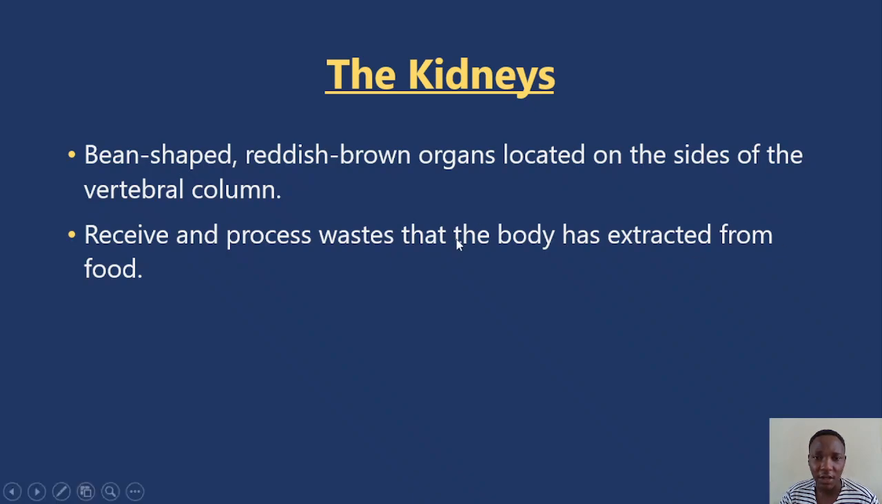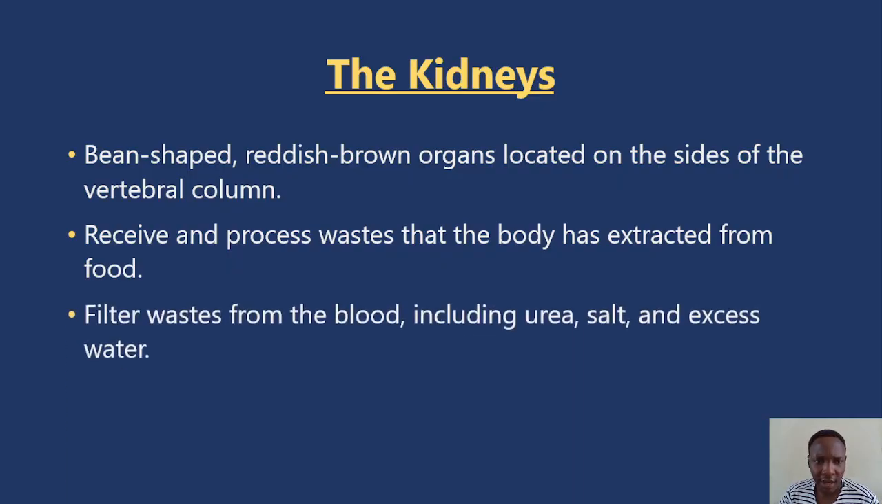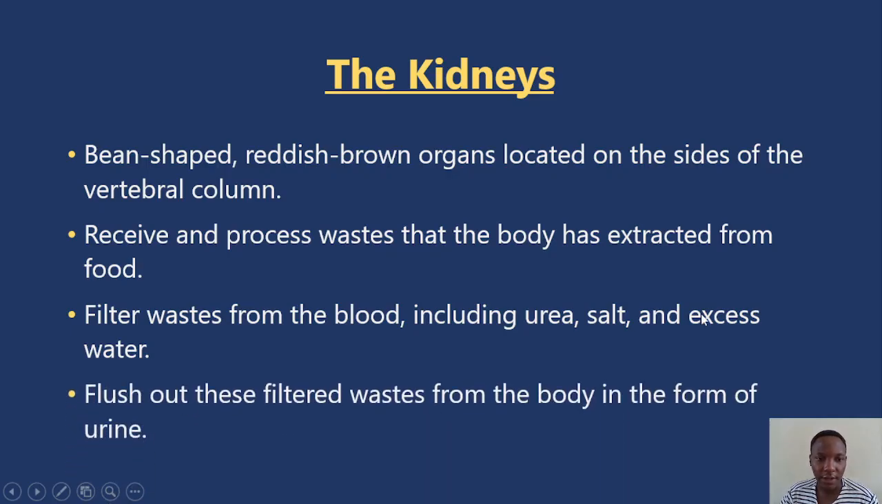They receive and process the waste that the body has put away from the food. They filter waste from the blood, including urea, salt, and excess water. So those are the main excretory products put away by the kidneys. And they flush out this filtered waste from the body in the form of urine. So that's basically a simple view of the kidneys as one of the excretory organs in the body.